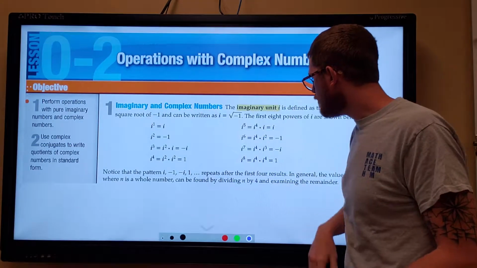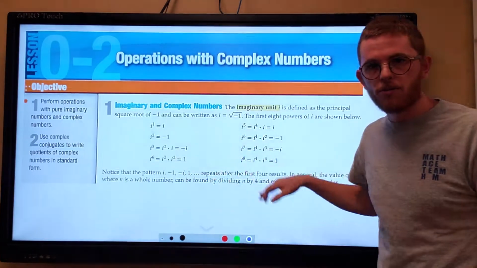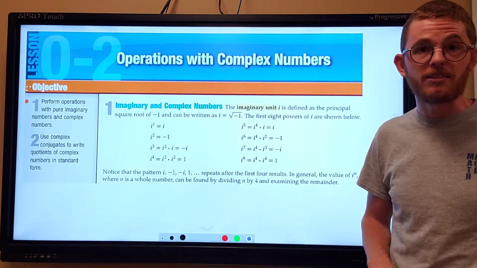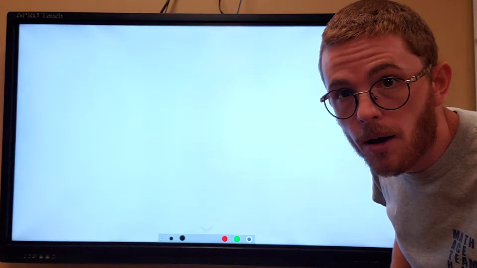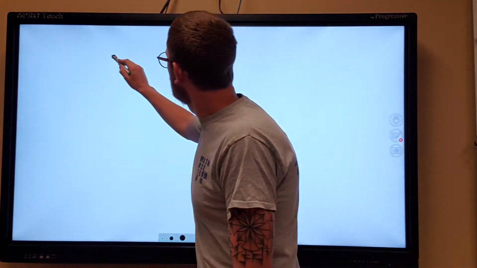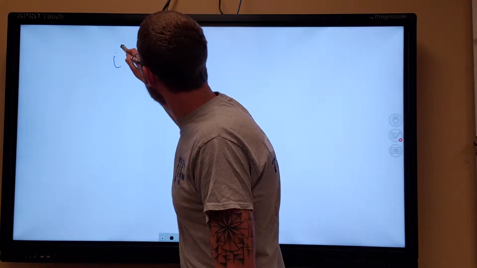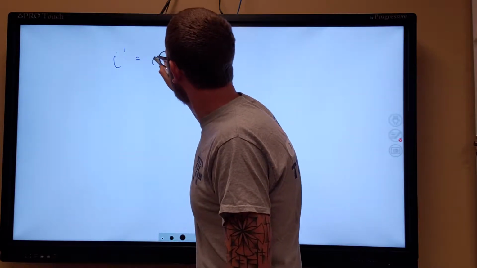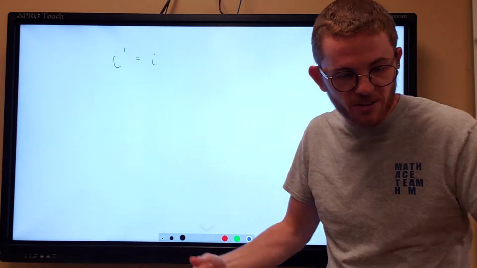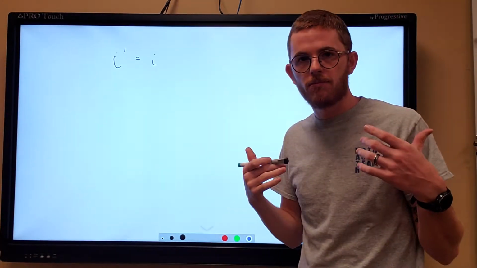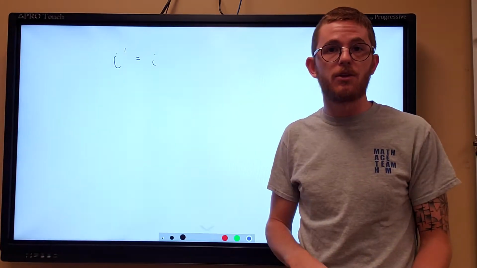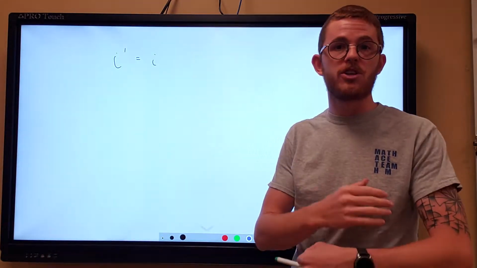Right here, coming from the book, it does kind of a decent explanation, but I want to try my own. So I is I to the first power. Let's just let it be I. When we're talking about simplifying I raised to a power, I raised to the first power is just I. You don't need to write the square root of -1. It's just I.